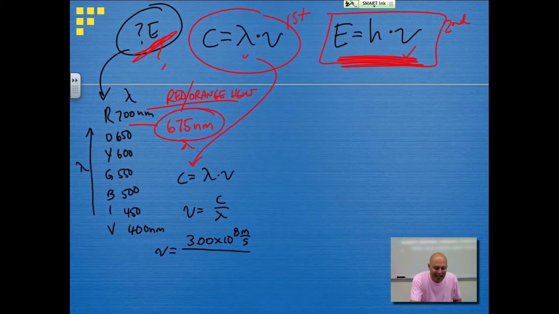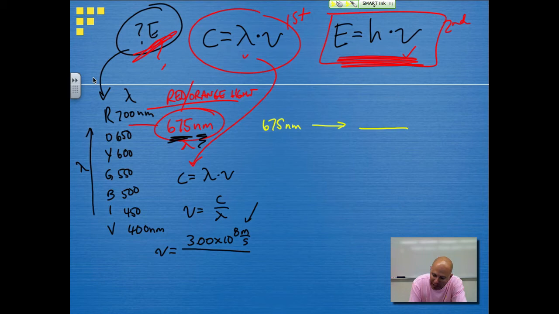Now, I can't just use 675, because it's in nanometers and my speed of light is in meters per second. So since it's in nanometers, I need to change that to meters. Let me show you how we're going to do that. 675 nanometers, and I want to solve how many meters that is.